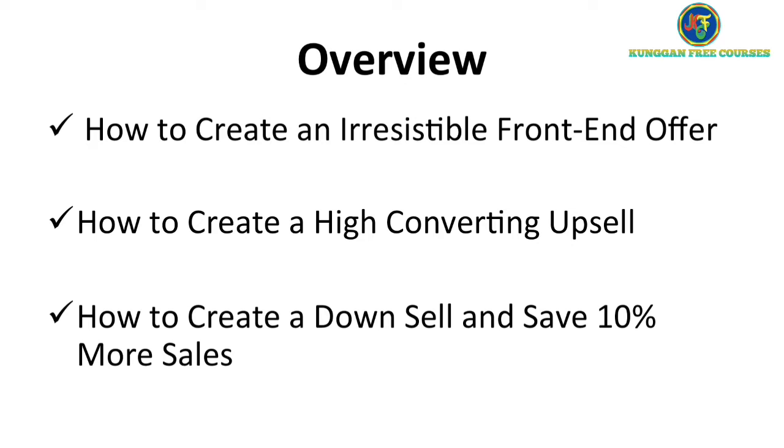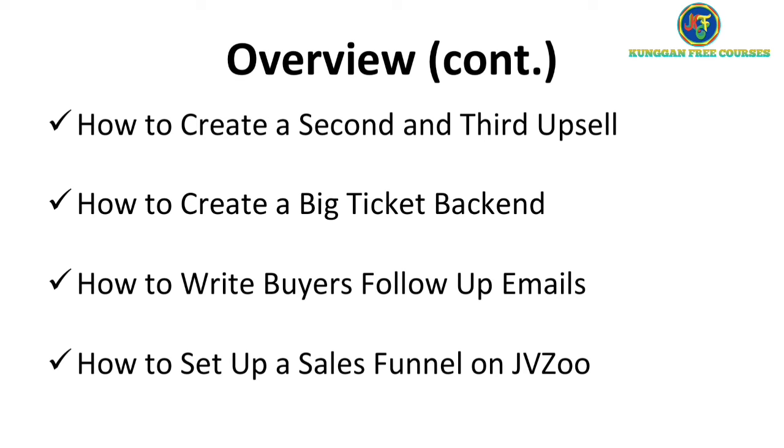After you're done with your front end, the next step is to create a high-converting upsell, which will boost your revenue almost instantly. Don't forget about the downsell, which can actually save 10% more sales. Some of the buyers may not think your upsell worth the price. However, by giving a discount on the same product with some bonuses removed, we can probably save you 10% or more sales. Moving on, the next step after downsell is to create a second and third upsell. I will explain in detail in another chapter about the importance of having a second and third upsell.